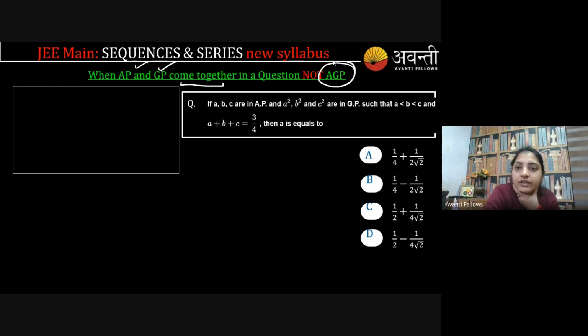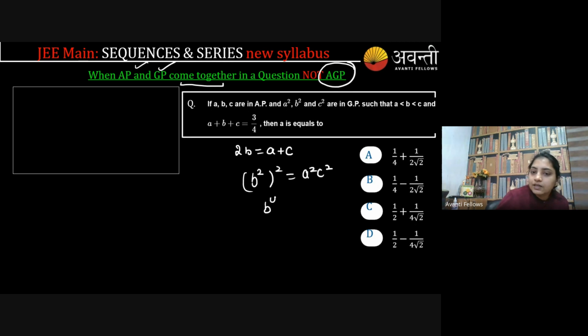So question is A, B, C are in AP. If A, B, C are in AP, it means 2B is equals to A plus C. A square, B square, C square are in GP. It means B square is equals to A square, C square. You can say B raised to power 4 is A square, C square. How many of you agree? Clear to everyone?